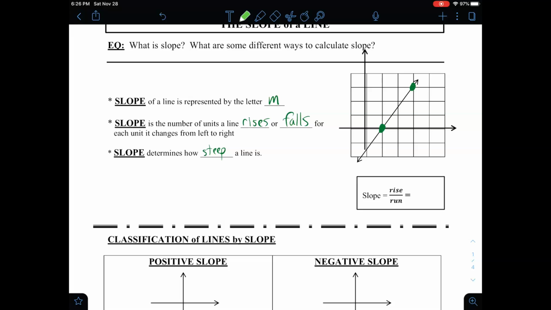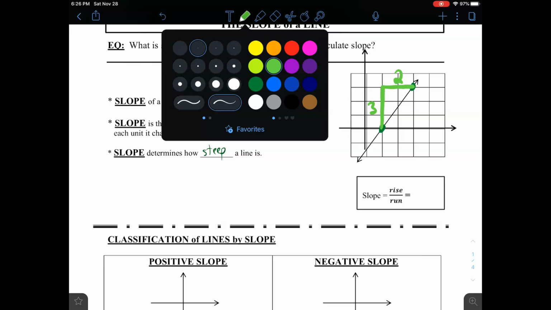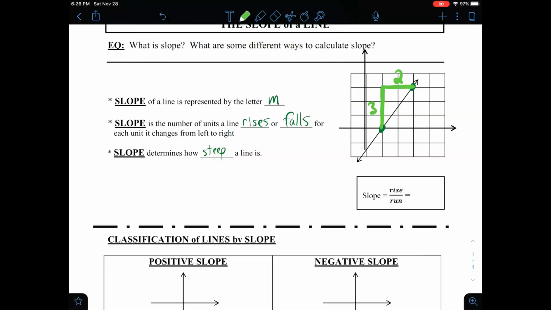So to get from this point to this point, are we going to go up or down? We're going to go up, so I'm going to draw a line straight up. How many boxes was that? Looks like 1, 2, 3 boxes. So we went up 3, then we went over how many? 1, 2. Looks like we went 2 boxes. So our rise over run would be 3 over 2. And that's how we would calculate it.